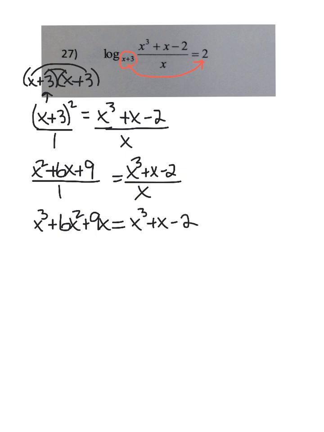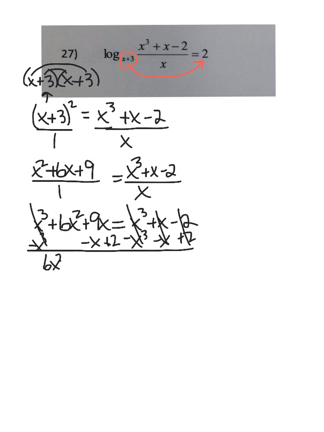All right, you should be able to see that if I bring this x cubed over, that's going to cancel out. I'm going to subtract the x over as well. And I'm going to squeeze in a plus 2 here to get that 2 over. Okay, so I'm trying to get everything to one side of the equal sign and set it equal to 0. So that's gone. So I've got 6x squared plus 8x plus 2 equals 0.